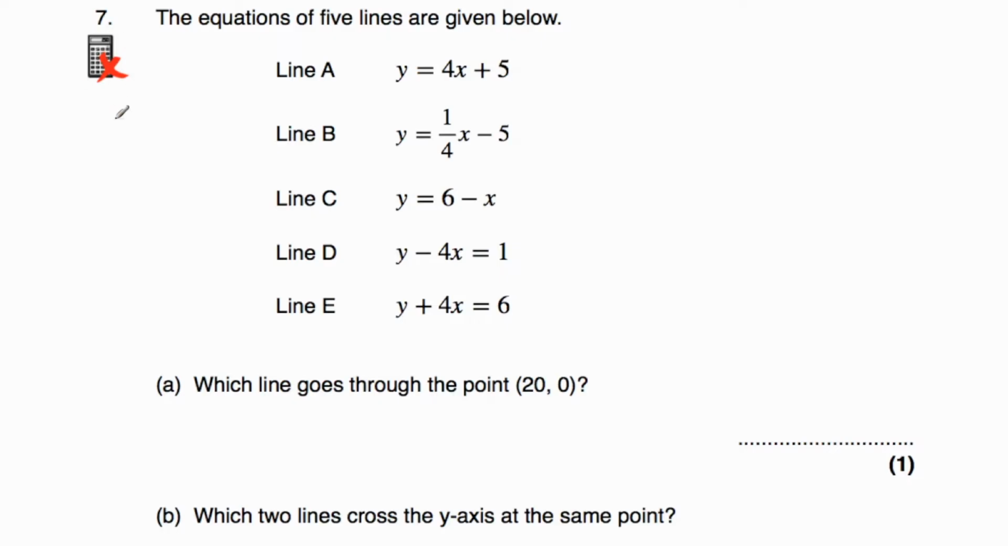Okay, let's have a look at our next question. Okay, let's have a look at question number 7. Question number 7 says the equations of 5 lines are given below. So we've got line A, line B, line C, line D, and line E. And we're asked which line passes through the point 20, 0.